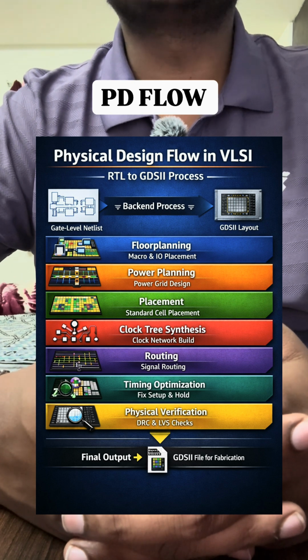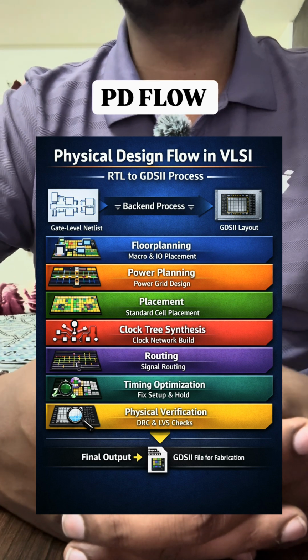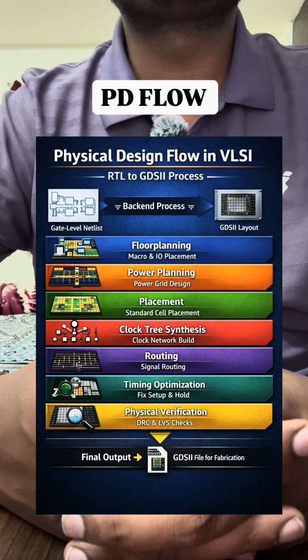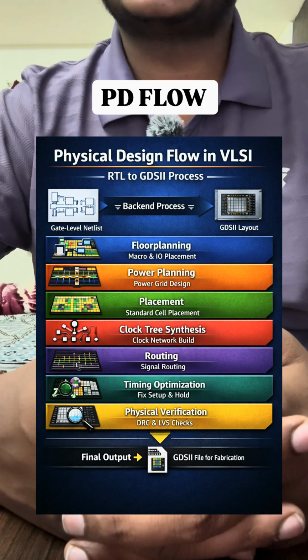After CTS, routing will be done. Routing connects all the cells using multiple metal layers, ensures that there are no short circuits or open connections, and that design rules are satisfied.